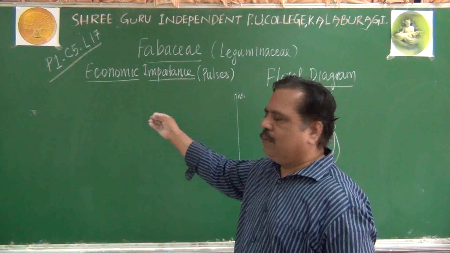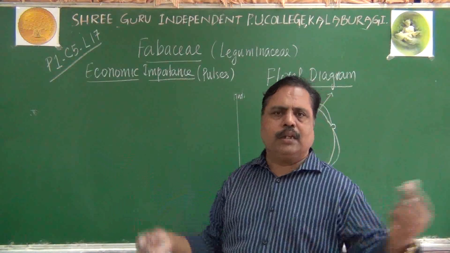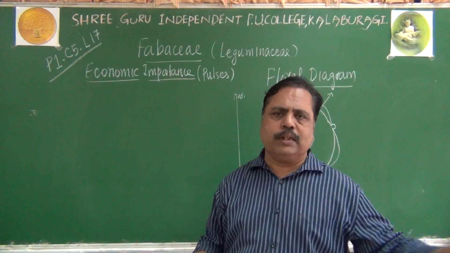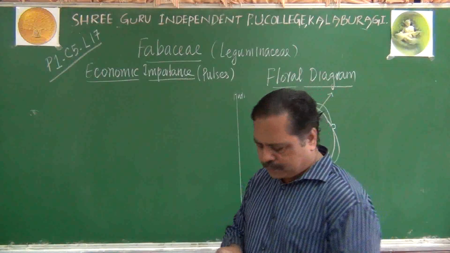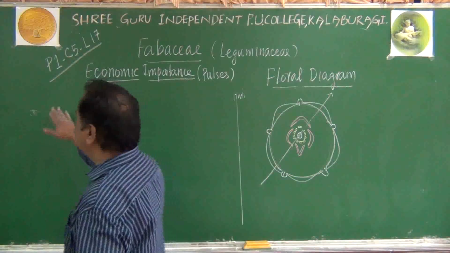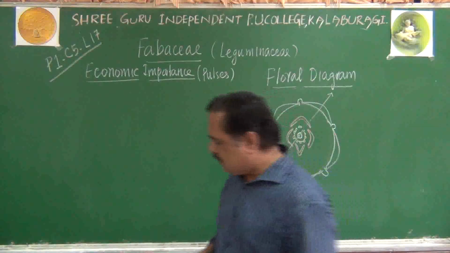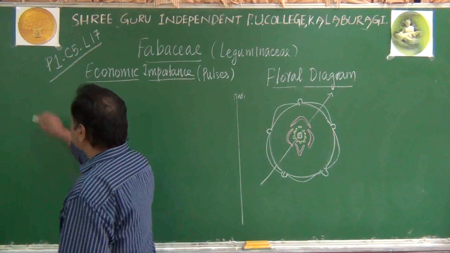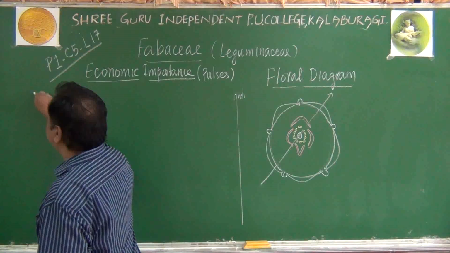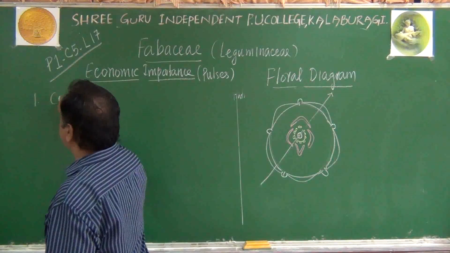Some examples I will give you in this class. Remaining now you can see in your textbook as well as in the notes also. Just listen. With the scientific name, I will write you some points here. Cicer, remember. Some of the pulses I will write here.